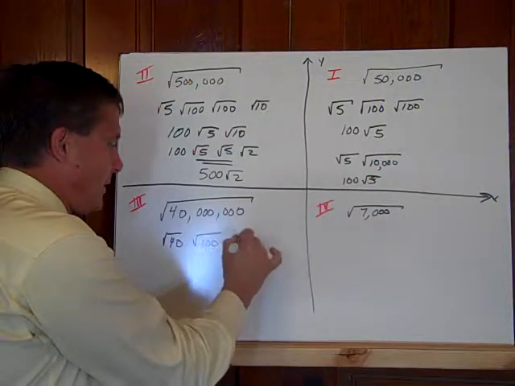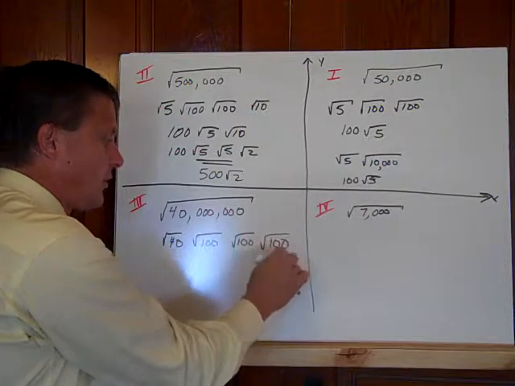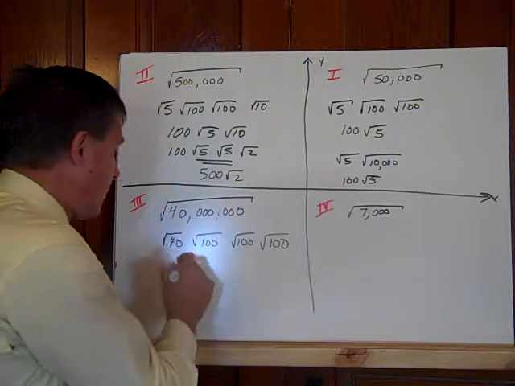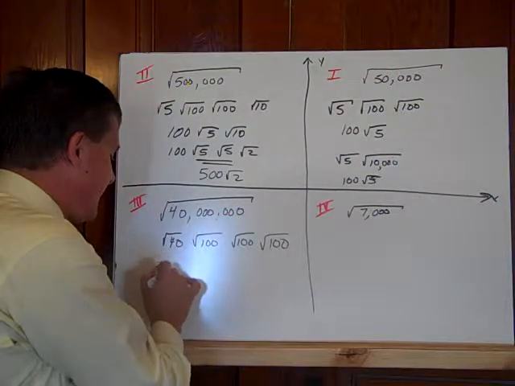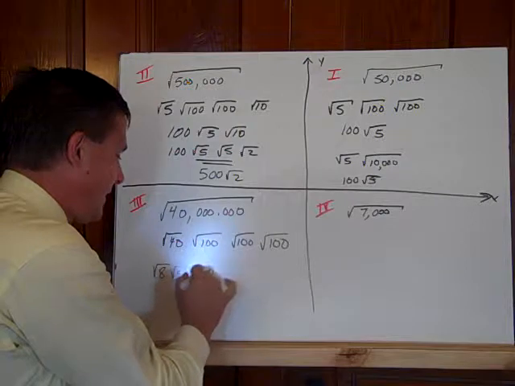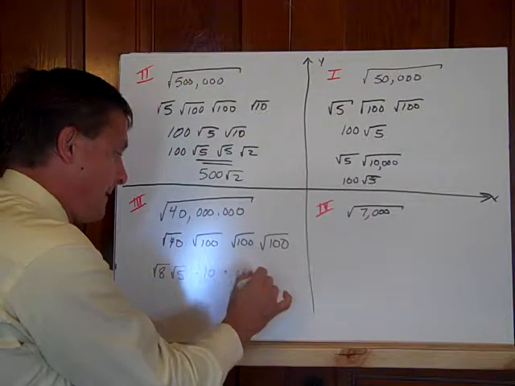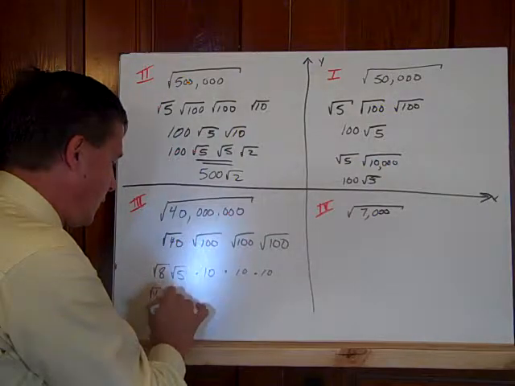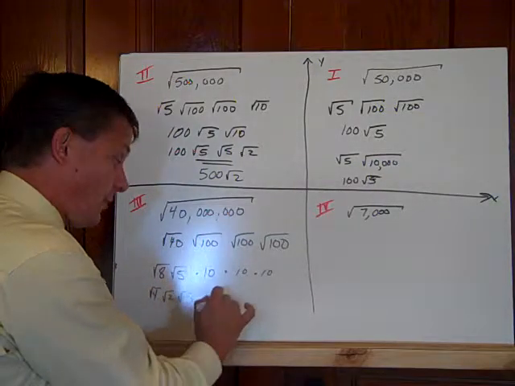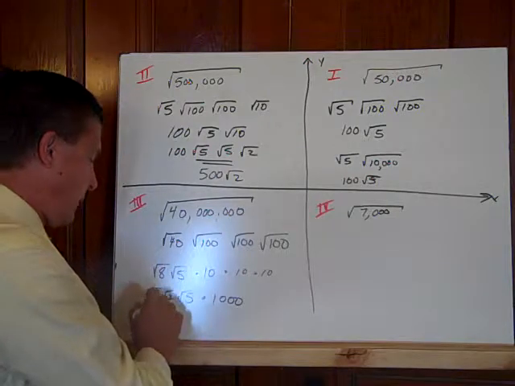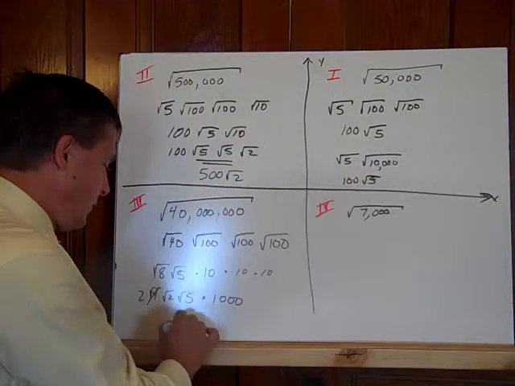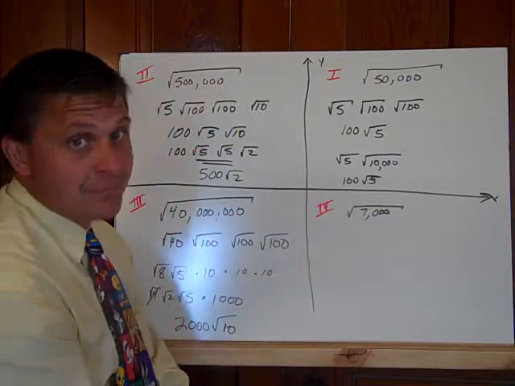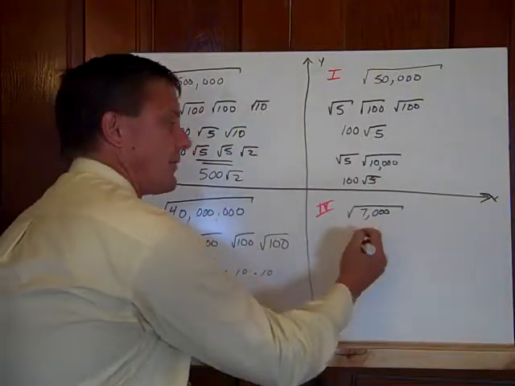100, 100, 100. Do I have the right number of zeros? 1, 2, 3, 4, 5, 6, 7. Yep. 40 million. I see this as 8 square roots of 5. 10, 10, 10. Alright, I see this as square root of 4, square root of 2, square root of 5, times 1,000. Square root of 4 is the whole number 2, so I get 2,000 times the square root of 10.